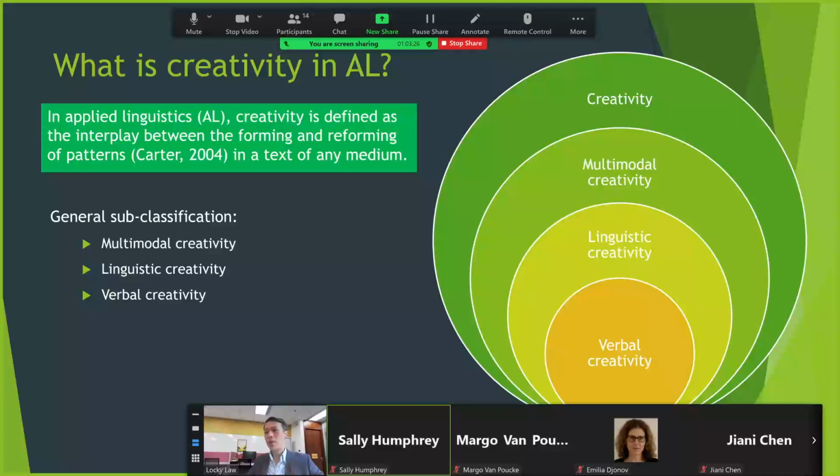So in applied linguistics, creativity is defined as the interplay between the forming and reforming of patterns, according to Carter, 2004, in a text of any medium. So as you can see from the Venn diagram, creativity is basically the big brother of multimodal creativity, linguistic creativity, and verbal creativity.